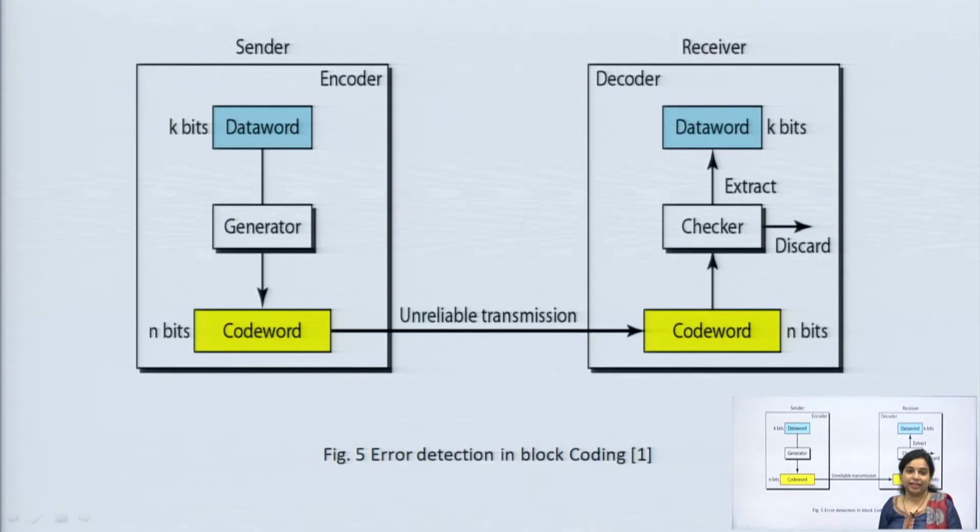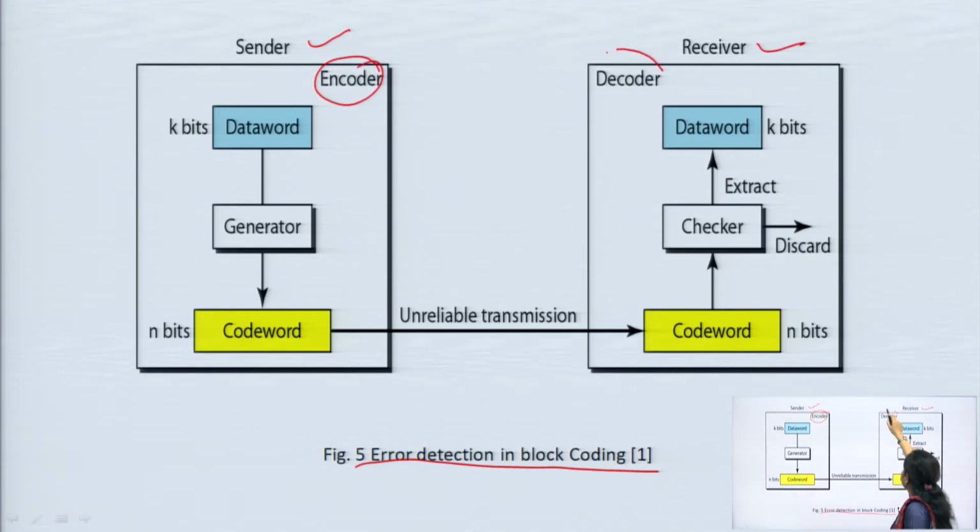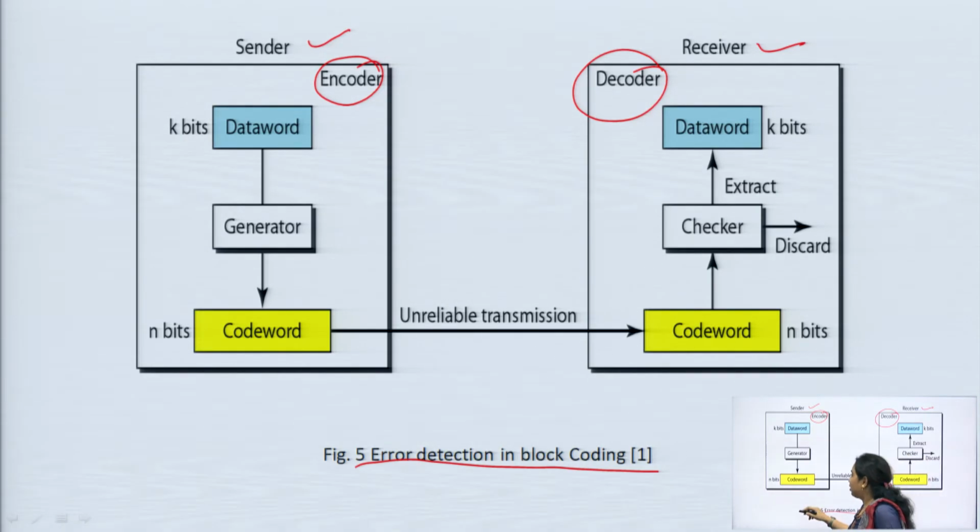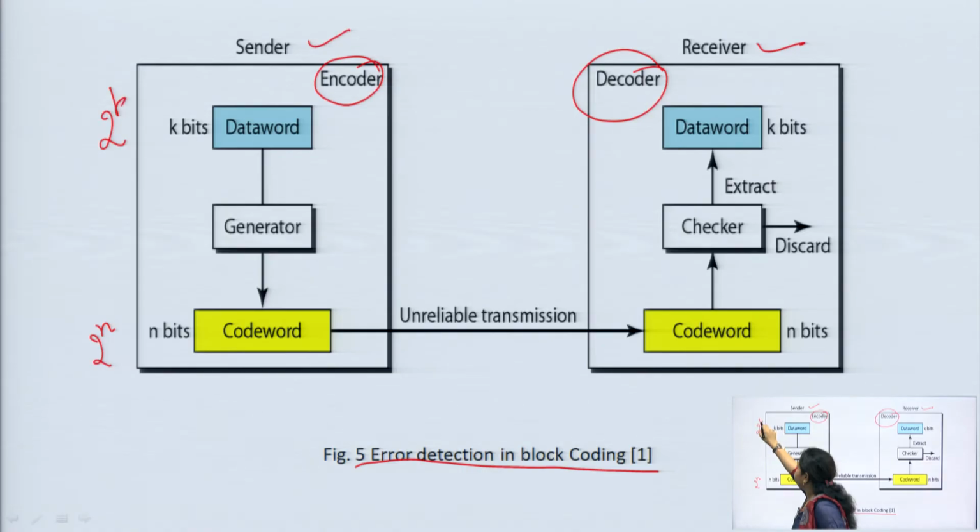Now, next is the error detection in the block coding. So, how will this error be detected in the block coding? The same diagram is there, but you can see it is divided into bits. So, this will be more easy to understand. This is at the sender side, this is at the receiver side. Encoder is used at the sender side and decoder is used at the receiver side. In this, two terms are used. First one is the data word, the number of possible data words is 2 to the power k, as we have seen in the earlier slide, and the total number of code words that are possible is denoted by 2 to the power n.